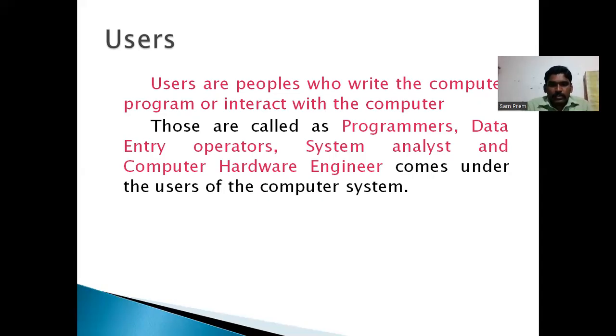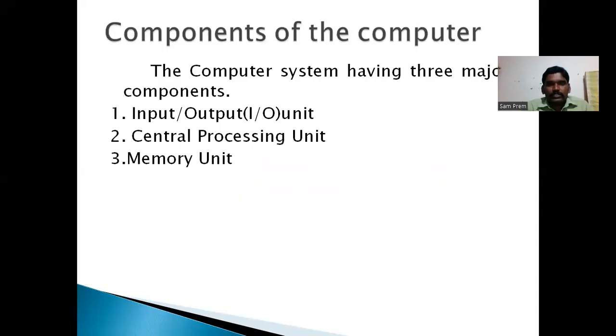So next one, components of computers. A computer system has three major components. One is the input and output unit. Another one is the central processing unit. Another one is the memory unit.